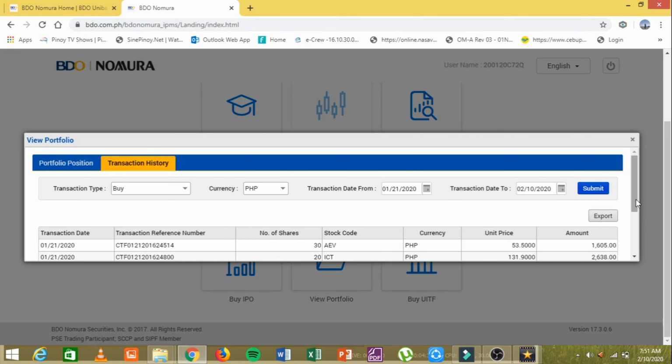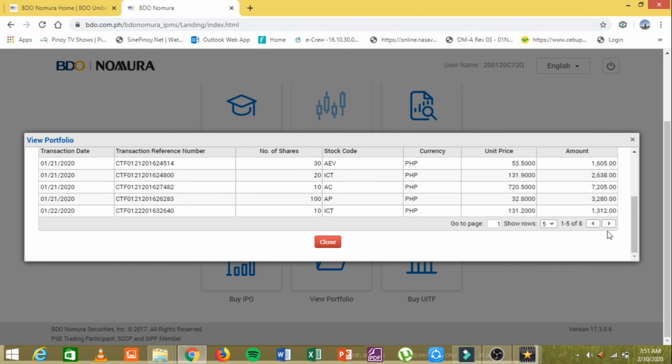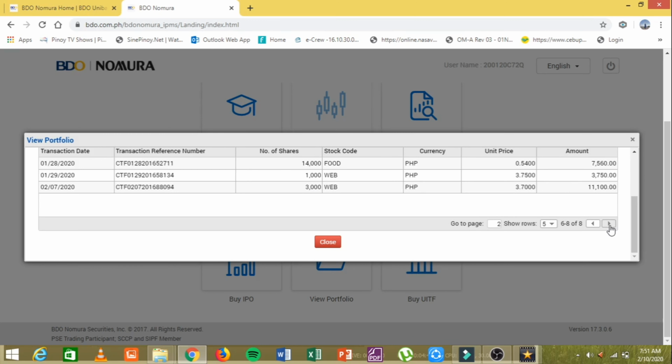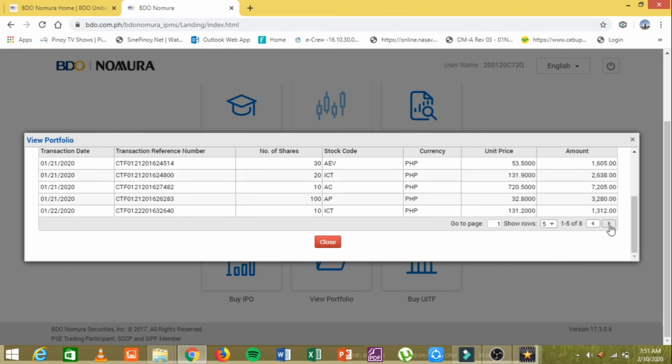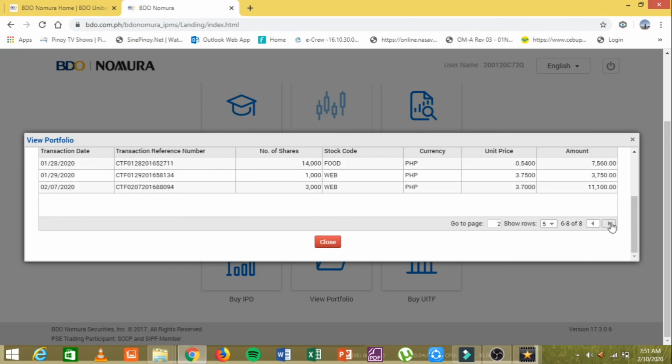So you can see here, these are the stocks that I bought. Okay, from January 21 until February 10. These are the details. Okay, I bought in January 21 and 22 and 28, 29, and 7.